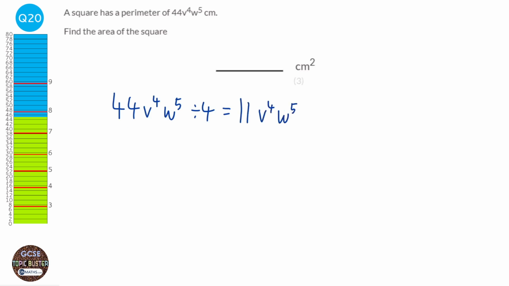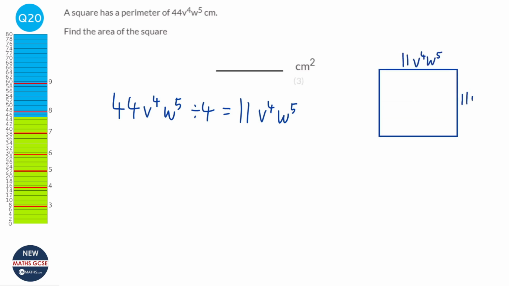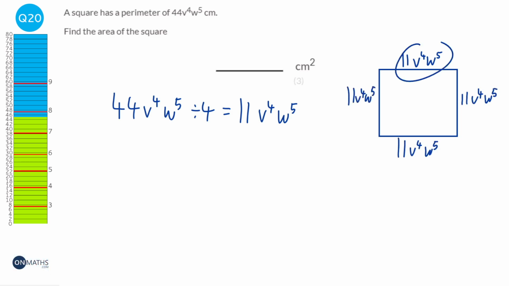Some people will try and do something with the v to the power 4 w to the power 5, but if you think about it, if I just draw out my square, if it's 11v to the power 4 w to the power 5 all the way around, when you add, you don't add the v to the power 4 w to the power 5, it's just going to be 11 lots, another 11, another lot of 11, and another lot of 11. So it's 44v to the power 4 w to the power 5 in total.